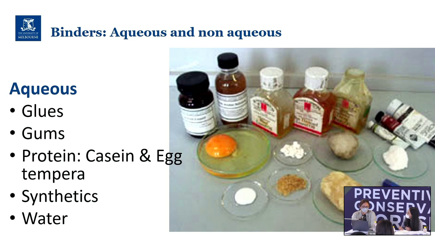And in our practical, we will be looking at different types of materials, and there are aqueous ones, like water-based ones, and also non-water-based ones. A lot of the aqueous ones are things like glues, gums, protein. So often artists would use egg tempera, casein, which is made from protein, milk, and then a lot of synthetics, like with our acrylics, and sometimes it was just water alone.